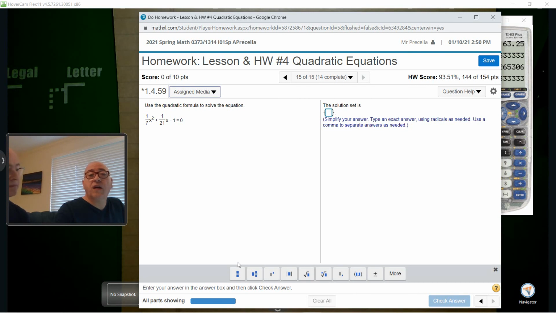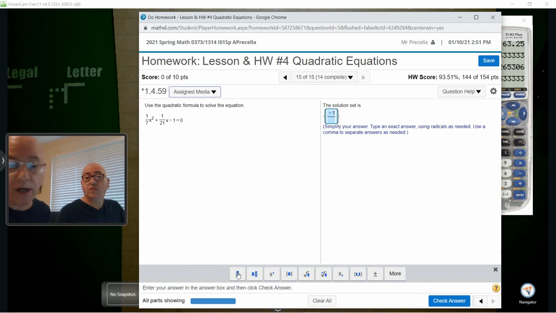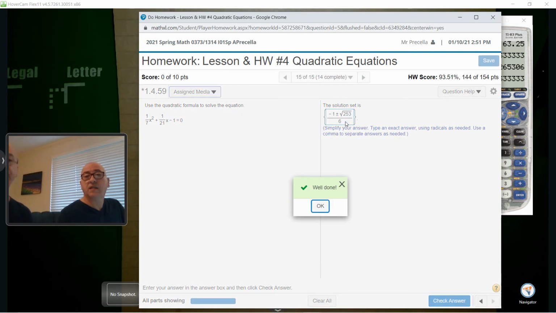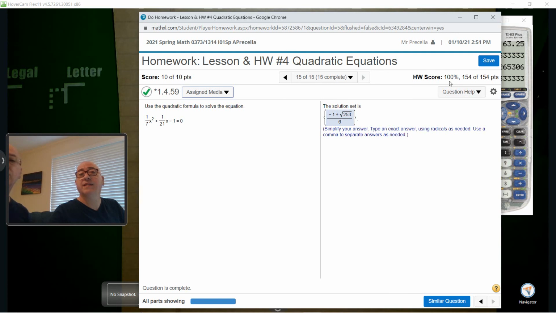I will hit a fraction bar. Okay. And it's -1 plus minus the square root, use the square root, not the nth root, of 253. And on the bottom, what have we got? A 6. And that's that. Notice when I say okay, my grade is going to change from a 93.51 to 100. Say okay. And sure enough, there it is. So I'll say save it.